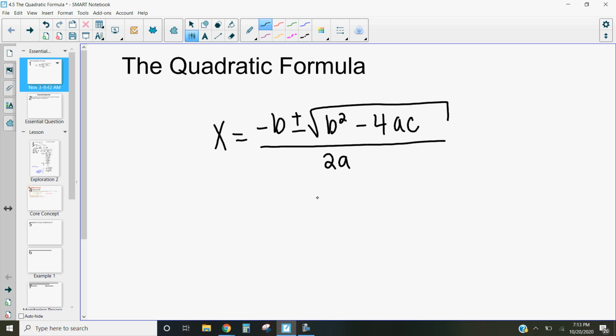And some people learn it as a rap. X equals negative b plus or minus square root of b squared minus 4ac all divided by 2a, right? Something like that.